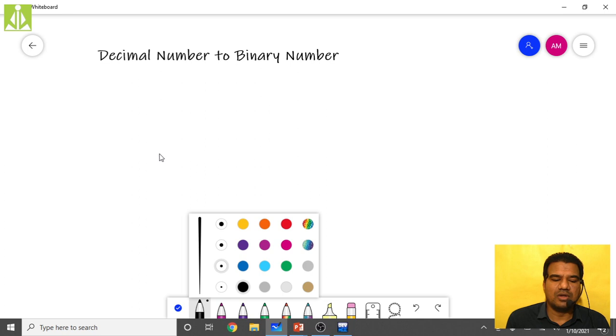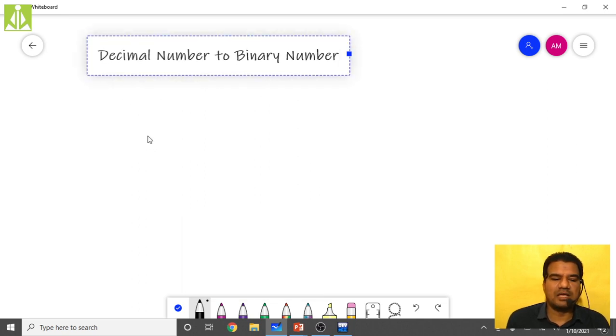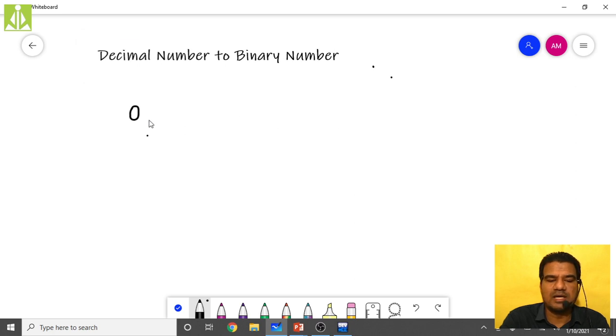So no digits or no count, how are we representing it? Simply we are keeping a 0. 0 indicates no numbers, no count, no elements, isn't it? No count, no element is represented by 0.